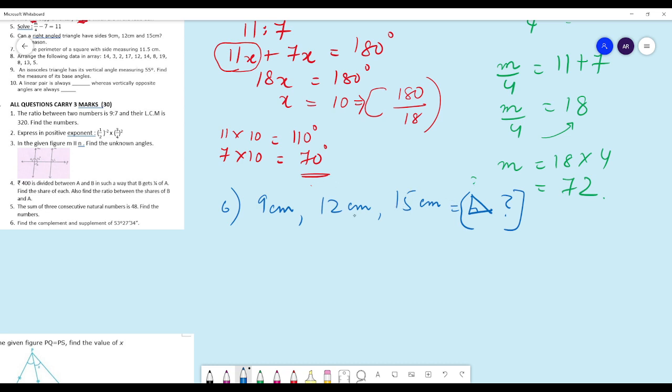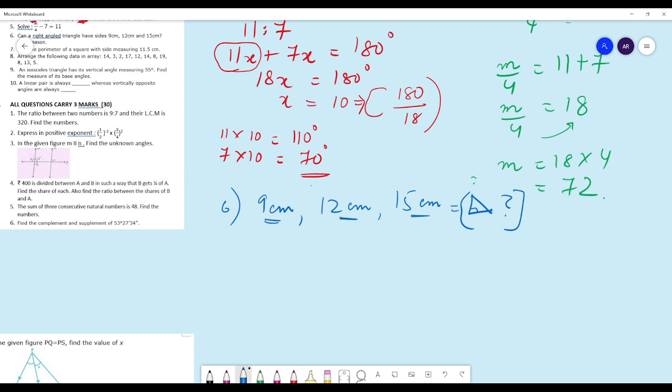So I find that many students, if they are not clear on their concept of Pythagoras theorem or right angle triangles, consider them to be angles and add them up, and they say it is not adding up to 180 degrees, so it is not possible to have it as a right angle. But remember, they are not angles, they are sides.